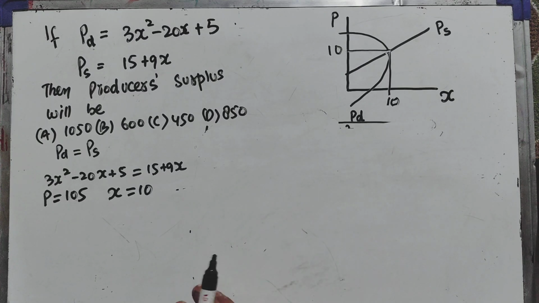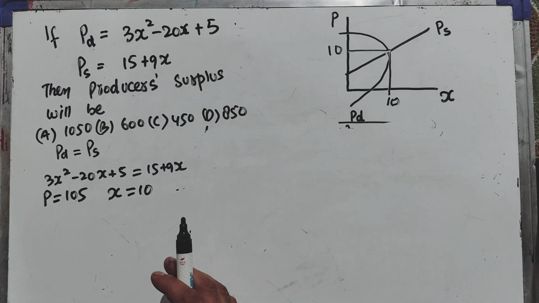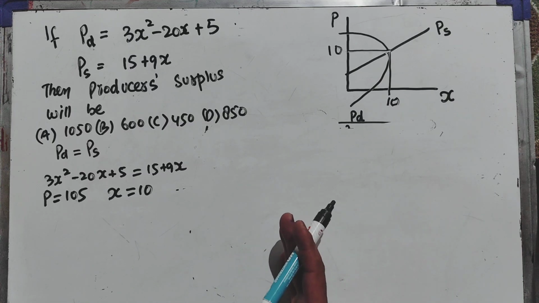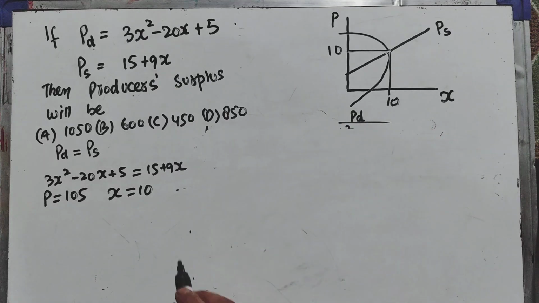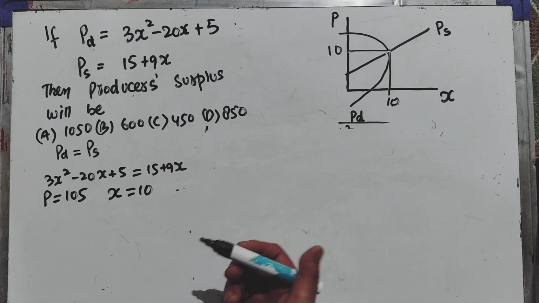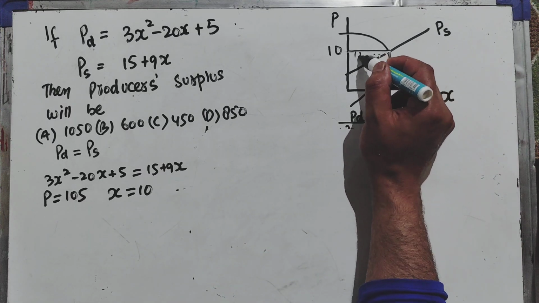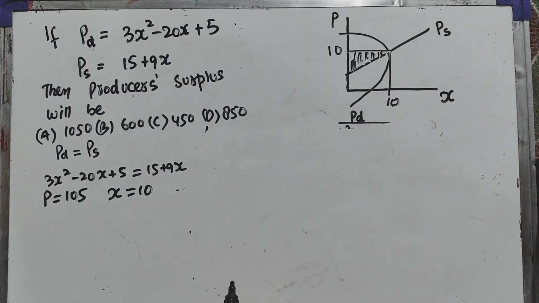Now we are supposed to find out the producer surplus. Producer surplus is simply the difference between the amount a producer receives for a product and the minimum amount they would be willing to accept. Graphically, it is simply the area above the supply function and below the equilibrium price. So the area of this very region.